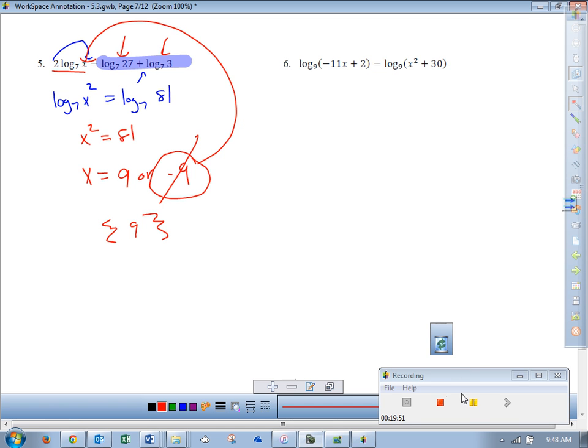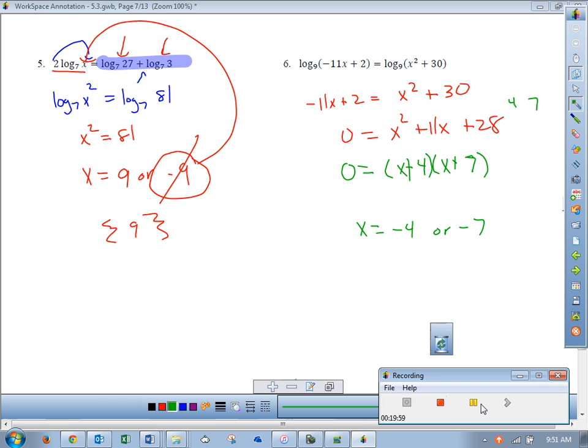They both had a log with them, so I dropped the logs and I made the arguments equal to each other, got it equal to 0, while also keeping the a value 1, so it's easily factorable. Factored it, got these two solutions. Let's see if they work or not.